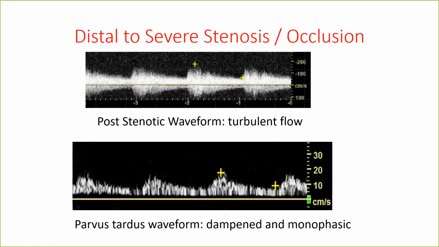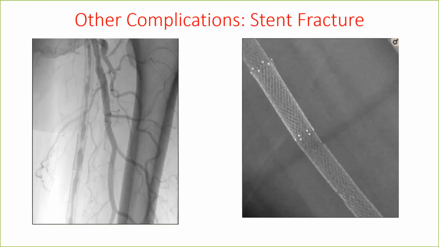A couple of other waveforms to remember are these. When you see this severe turbulent-appearing waveform, almost like Bart Simpson hair, this typically is indicative of severe stenosis just proximal to it. Another waveform to remember is this parvus tardus-like waveform, where you have dampened monophasic flow. This is typically seen after a severe stenosis or occlusion, and if you find this, there's probably some severe stenosis just proximal to it. Another complication you might identify on ultrasound is stent fracture, which, although not common nowadays, can be visualized if present.